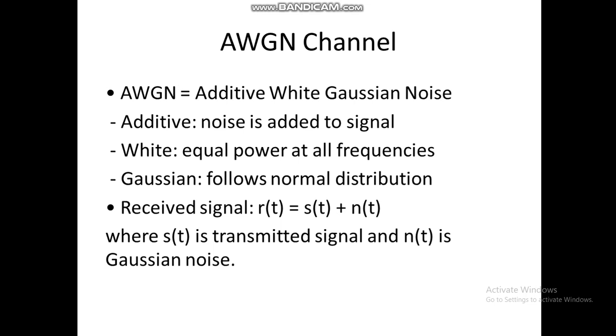So what will be the received signal? The received signal is r(t), which is equal to s(t) plus n(t). s(t) is your transmitted signal, whereas n(t) is the added Gaussian noise.